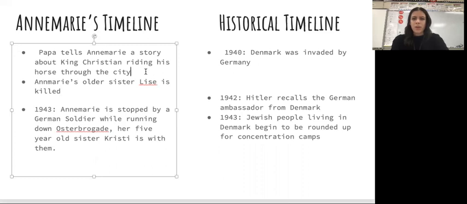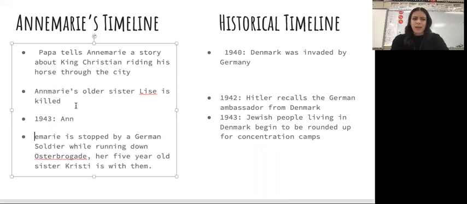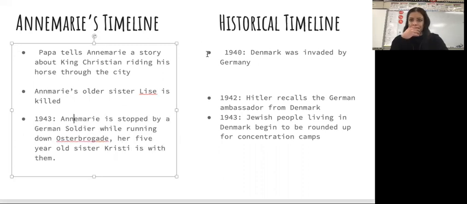We don't totally know what happened yet, but I'm trying to look at these timelines and see that Anne Marie's sister was killed after Denmark was invaded. It doesn't seem like it was too long ago, or it might have been when Hitler started taking even more control. I'm starting to see, is there a connection that the story hasn't told us yet? And that is why the historical timeline is so important, to get to know the time period of what's happening to really understand your characters.